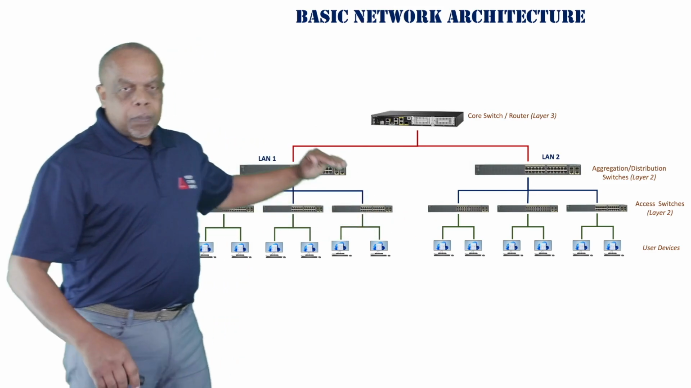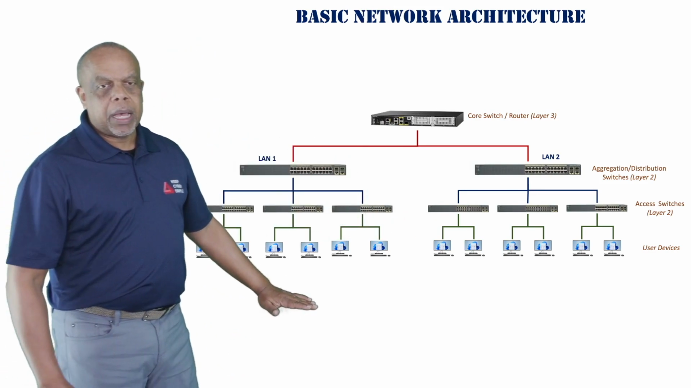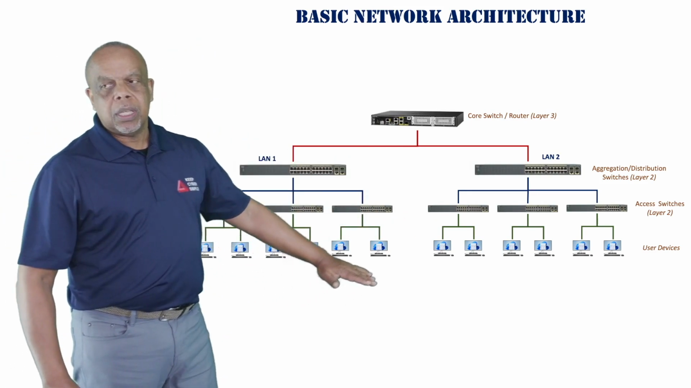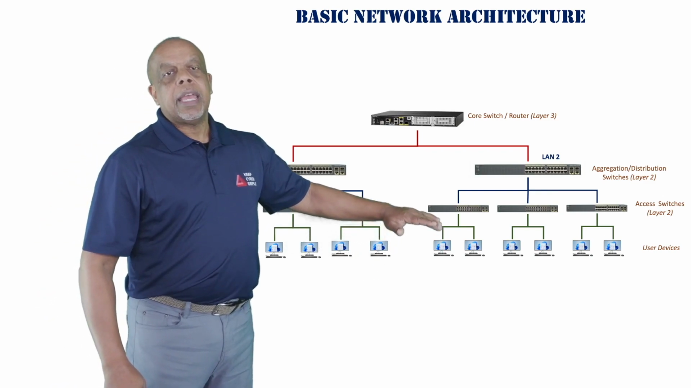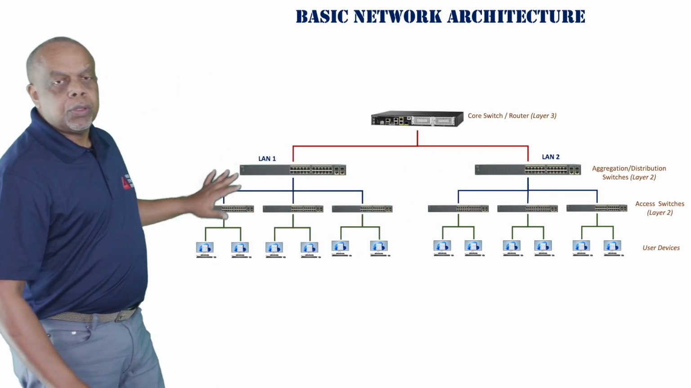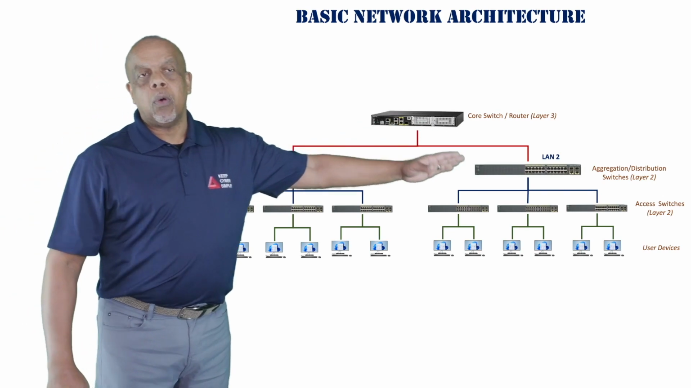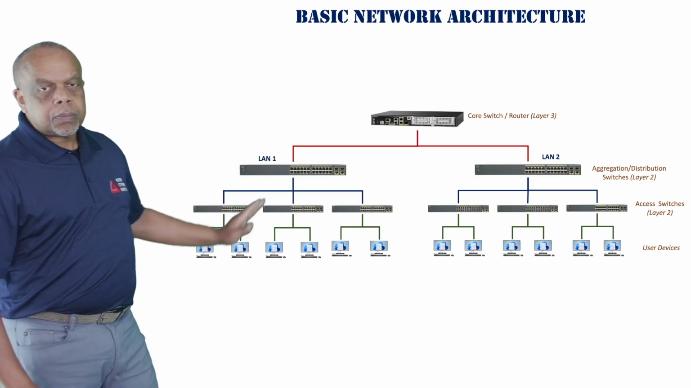Okay, so basic architecture, right? Start at the bottom. Like I said, we've got our user devices, we've got access switches, and then we've got aggregation or distribution switches, then some type of core device that's able to route.